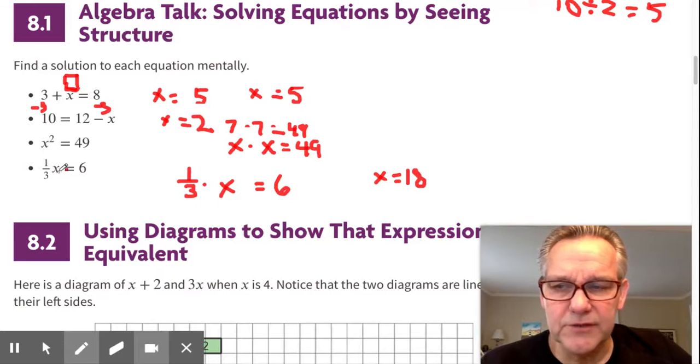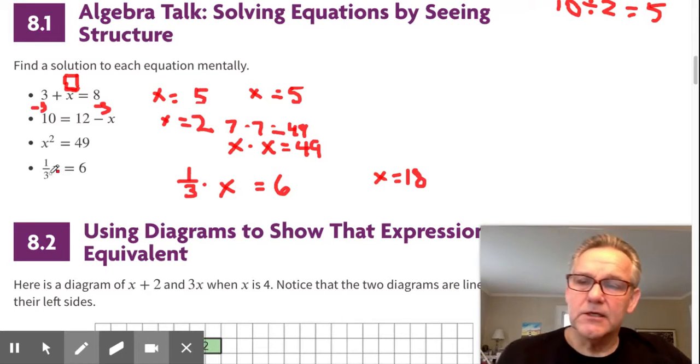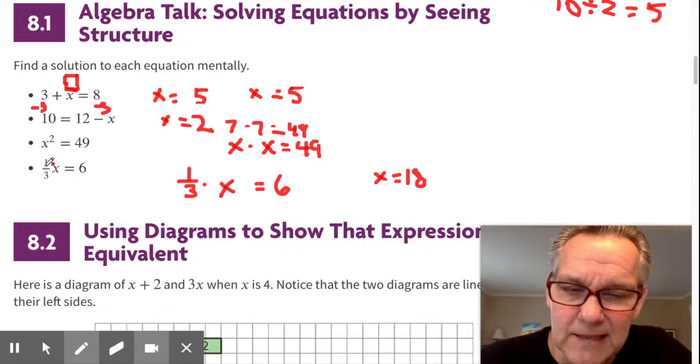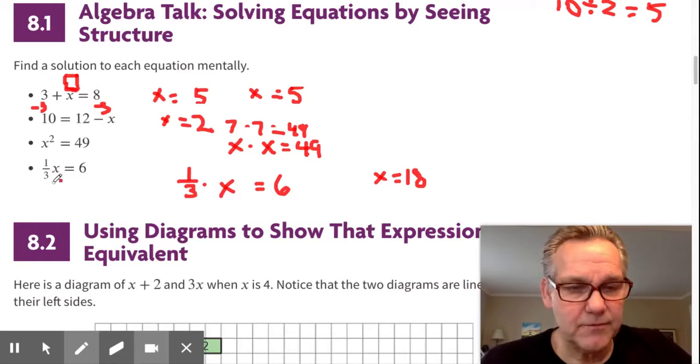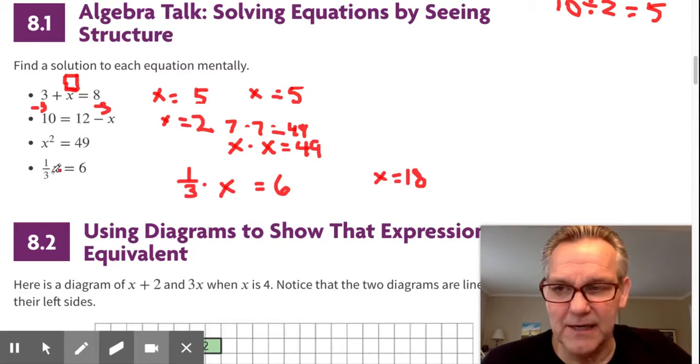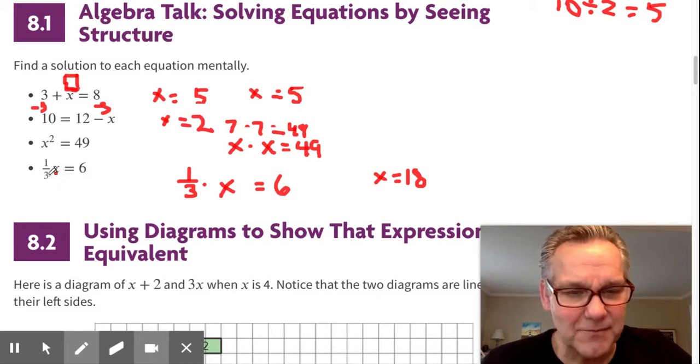Now also watch this. This coefficient on this variable is attached through multiplication. I know that because it's right next to it. There's no space between it, and there's no symbol between it. So I can actually detach that through an opposite operation. So I can actually get rid of this 1/3 times x by dividing by 1/3. Well, dividing by 1/3 is the same as multiplying by 3. All right, it's the same thing mathematically.